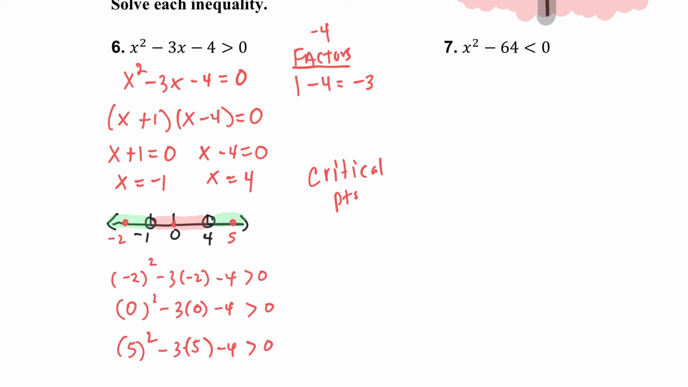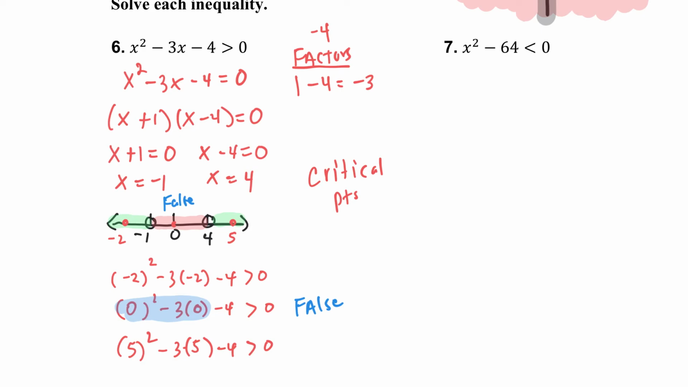Now I know that this right here is going to be 0. So we just have to check. Is -4 greater than 0? That's going to be false. So the answer will not be between -1 and 4.